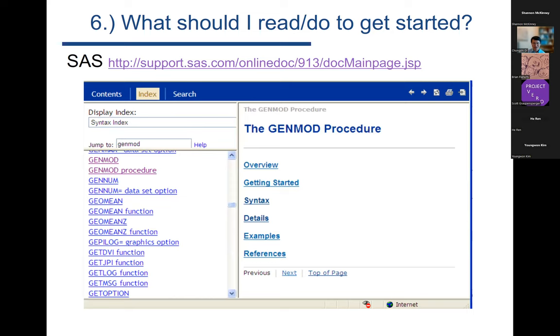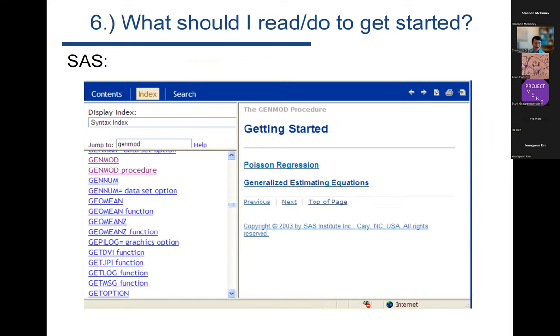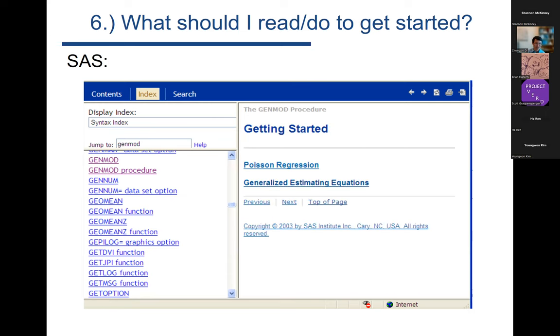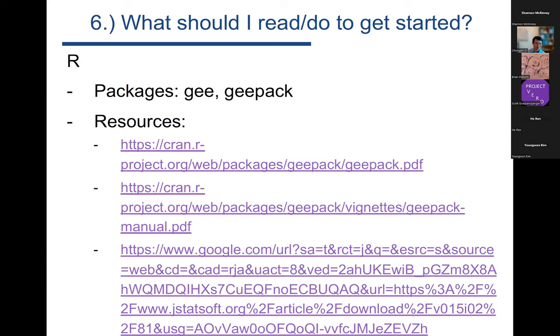Especially if you are using SAS or R, I'm putting some links here where you can find documentation on how to run this. This is for R packages. I especially recommend GEEPACK. That's what I use the most. It has some advanced features. You don't necessarily need them, but I think it was implemented pretty well. There are some resources regarding this package.